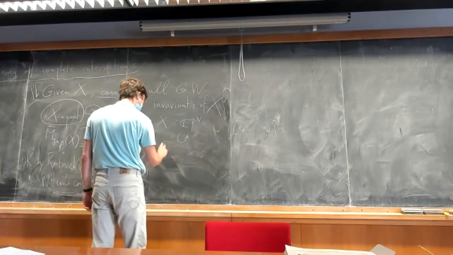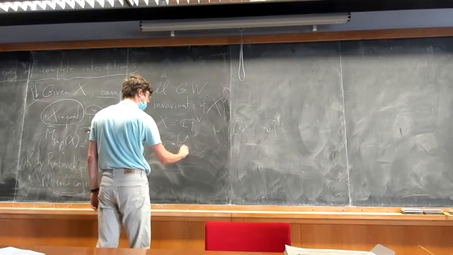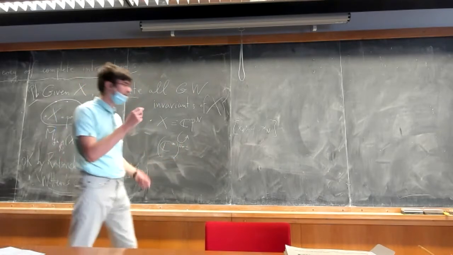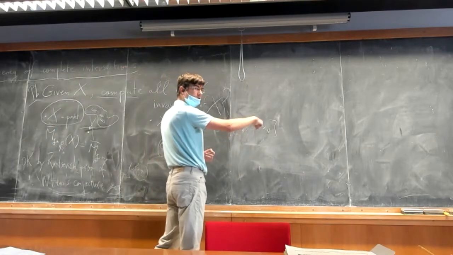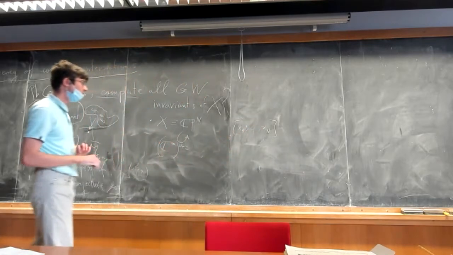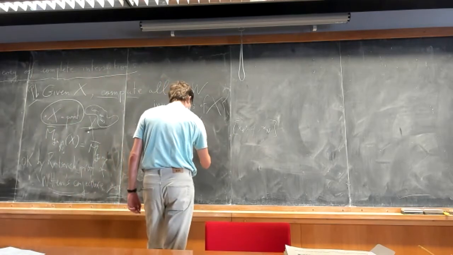There is a (C star) to the n plus one acting on this space. Simply, you scale each of the coordinates by different factors. So you get this very big torus acting on it. And there are only finitely many fixed points.